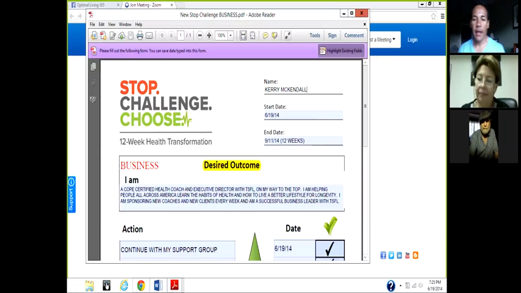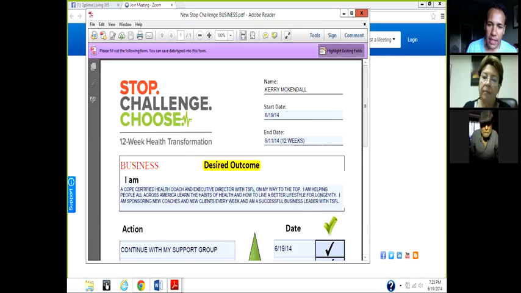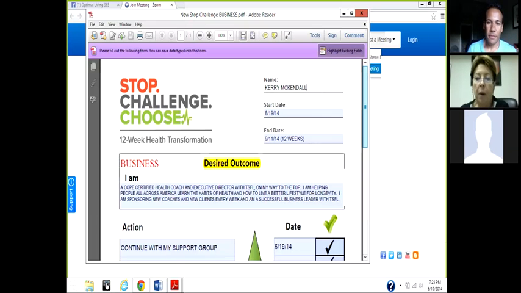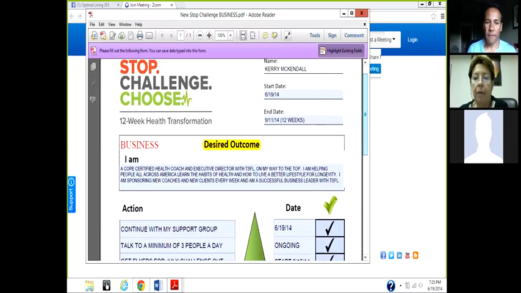12 weeks? Okay. And so in this case, what we've got is we've got you setting what your desired outcome is within this time frame. And if you could just explicitly bring that out and explain that to us. Okay, so do you want me to read the desired outcome on this one? Okay, in 12 weeks, that's by September 11th, I am a COPE certified health coach and executive director with Take Shape for Life on my way to the top. I'm not stopping at executive director.